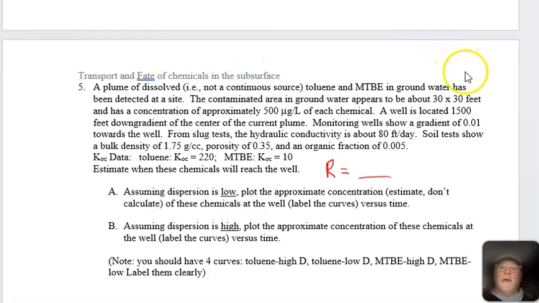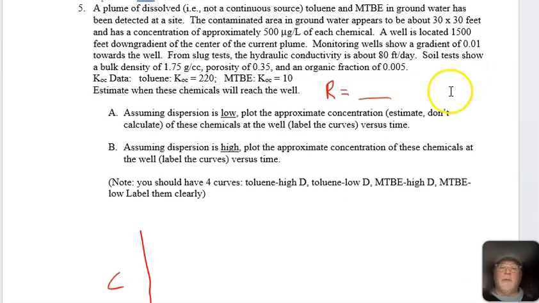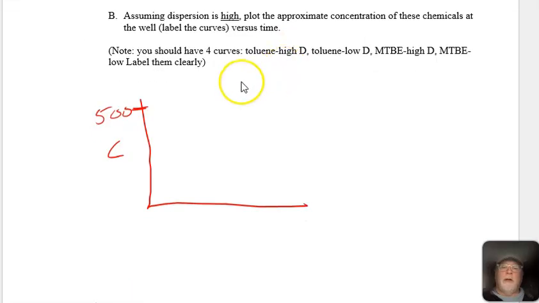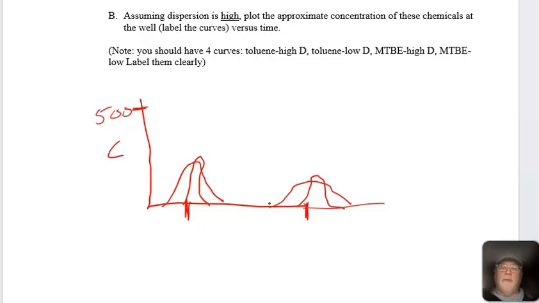and your highest is 500 milligrams per liter. This is a plug source or a slug source, so it'll go up and come back down. So your concentration will never quite get that high, but these will have different retardation factors. So you'll have one there, maybe high dispersion and low dispersion. That's not a very good graph. And another one, do give the real numbers for these days here, and then estimate when they'll hit the well.